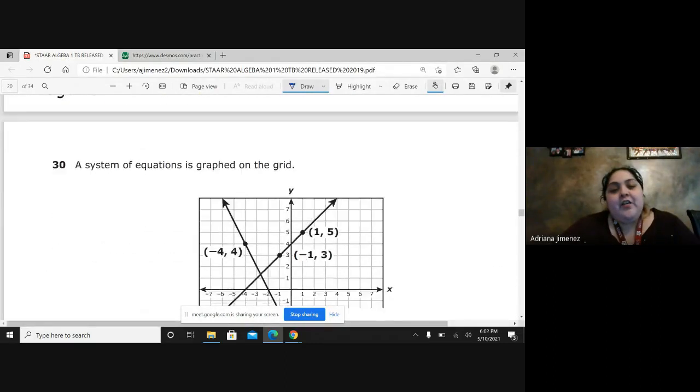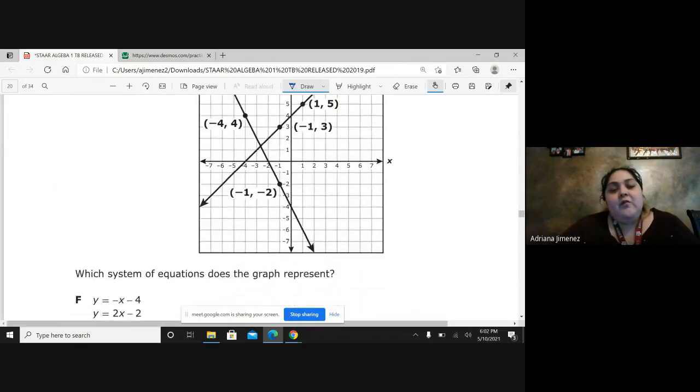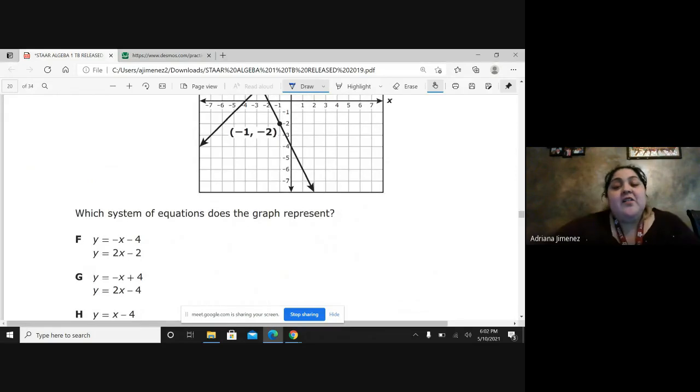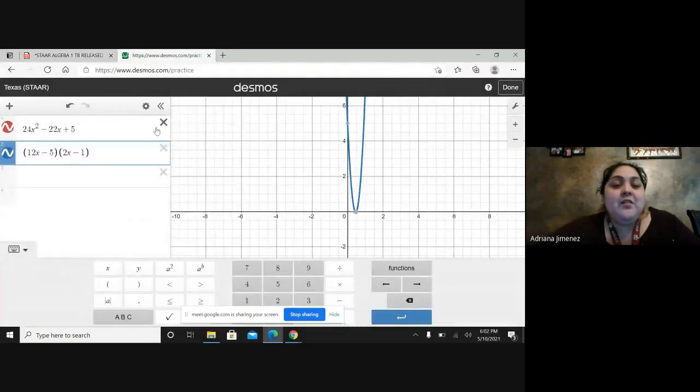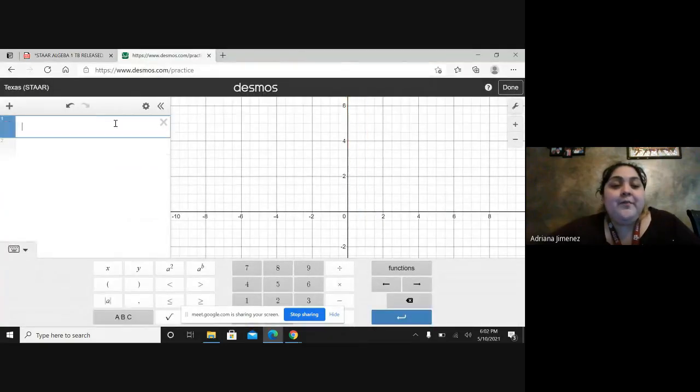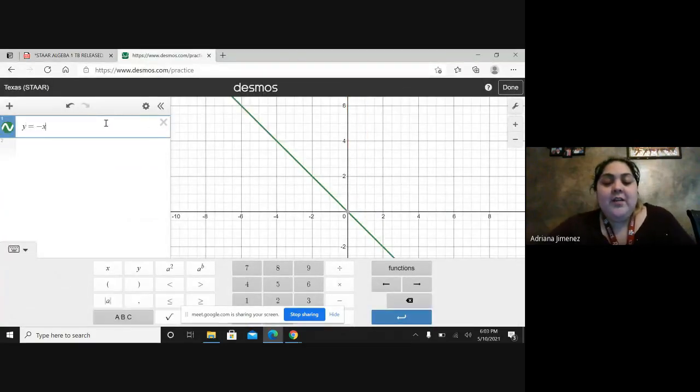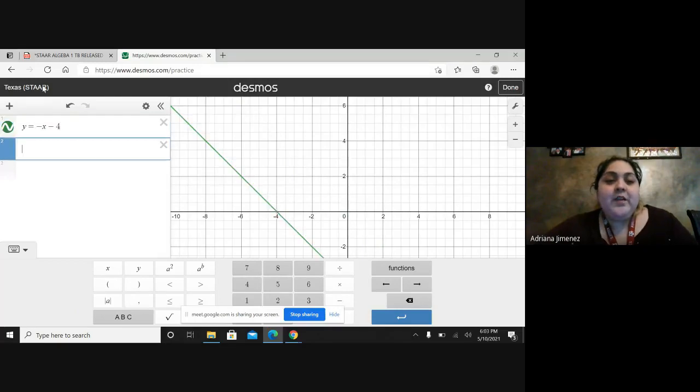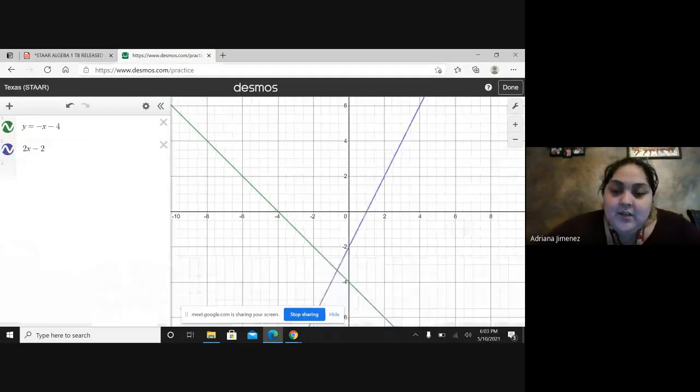All right, we're here on this one. Okay, so for this, it's a picture. We're looking for which one is going to represent it. So we're going to look for the match. Which equation matches that? So we're going to type in the first one. Cross these out. Y equals negative x minus 4. Then we click on the next one. 2x minus 2. Okay, let's see how it goes.